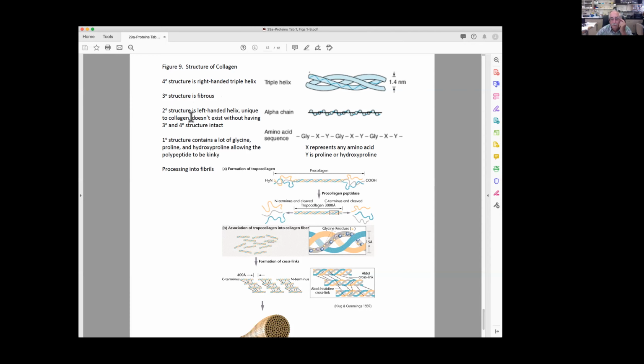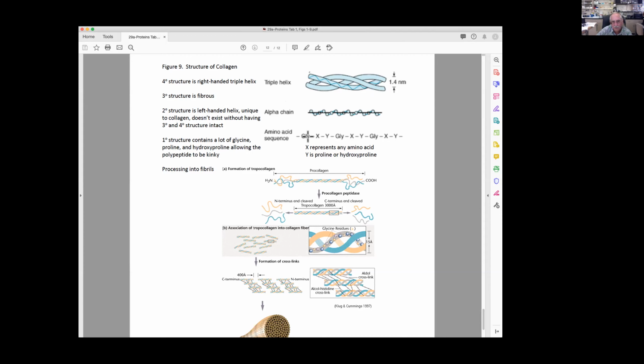In other words, if I took this apart, I don't see this left-handed helix. So it's not a normal part of a tertiary secondary structure. It only happens when it's folded up into the biological structure of collagen, and it is unique to collagen. So the primary structure contains a lot of glycine, proline, and hydroxyproline.